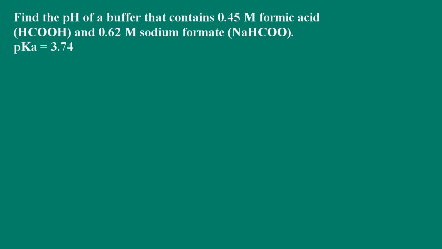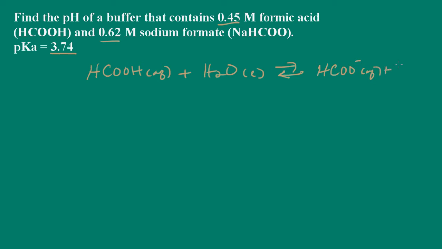Here we're told to find the pH of a buffer that contains 0.45 molar formic acid and 0.62 molar sodium formate. And we're also given the pKa here. Let's first write out the equation here. So we have the formic acid in water, and we have then the formate ion plus hydronium ion.